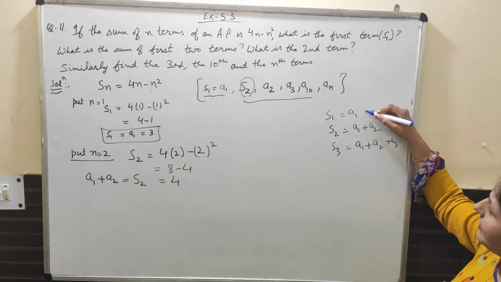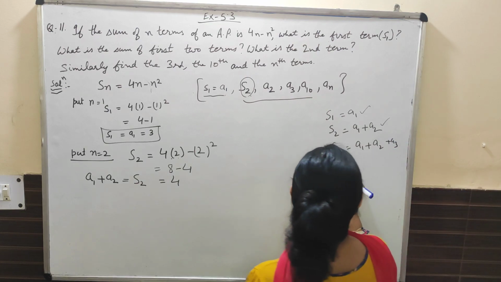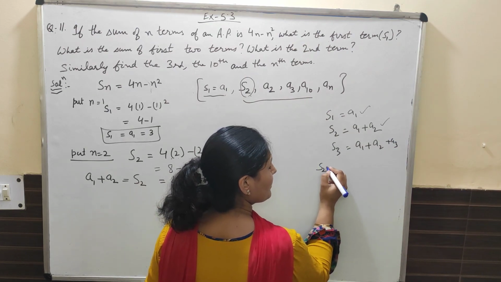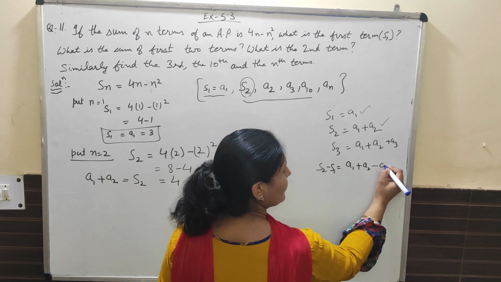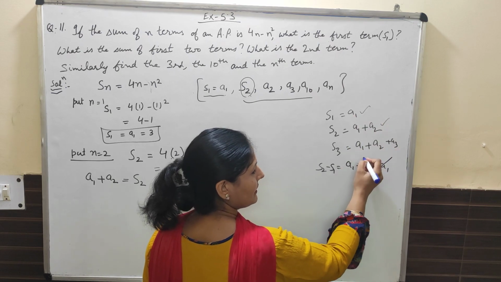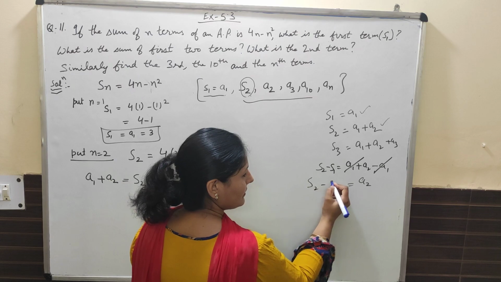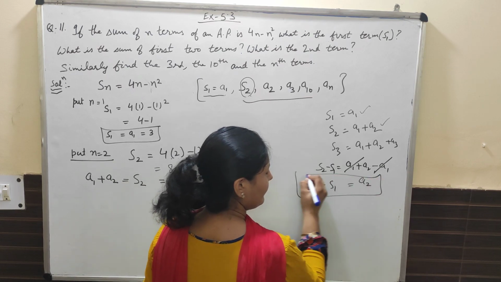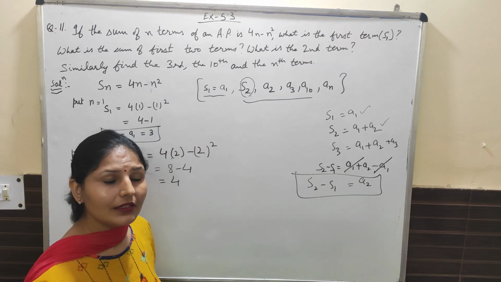Okay, then how can we calculate it? Look here. S1 is A1, S2 is A1 plus A2. If we subtract S1 from S2, what will we get? A1 plus A2 minus A1. What will we get? The second term of the AP.